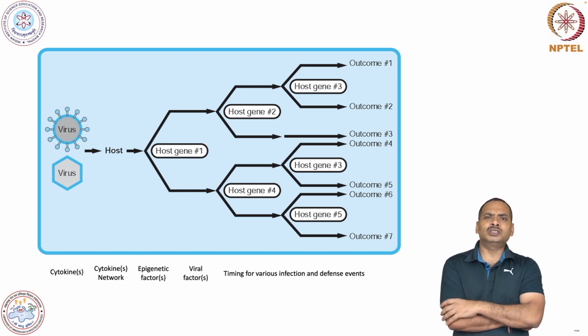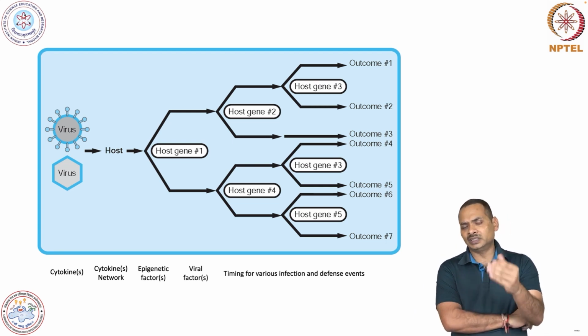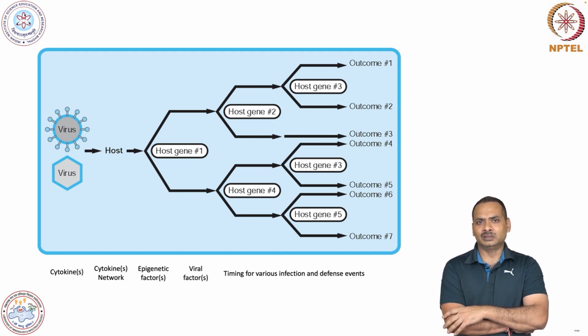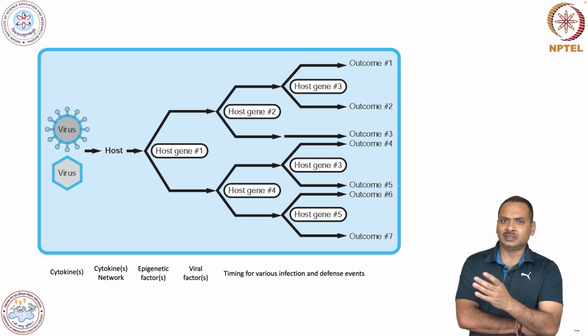This we observe in our experiment. When we conduct the experiment with mice, we get this kind of variable or variation in the result.